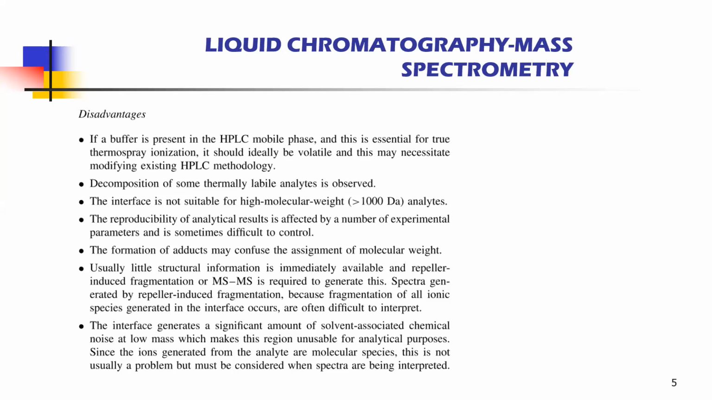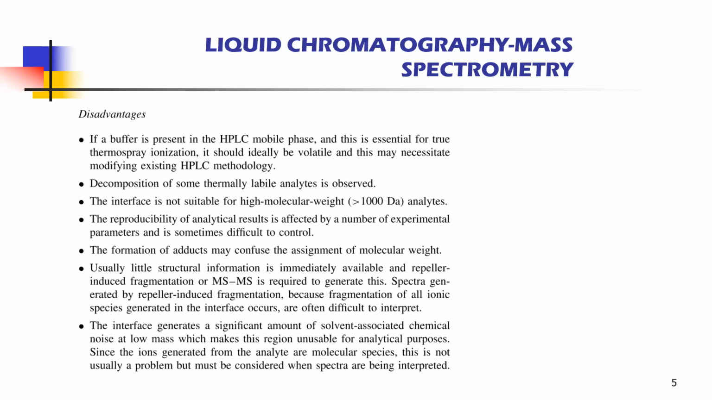Usually little structural information is immediately available, and repeller induced fragmentation or MSMS is required to generate this. With an mass spectrometer alone it is not possible to identify, but we can couple MS again to generate another spectrum of the fragments collected at that subsequent time, to have more fragmentation carried out, because fragmentation of all ionic species generated in the interface is often difficult to interpret. So that is another disadvantage, and we need to couple MS with MS.